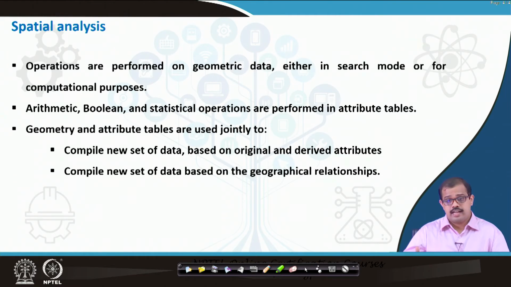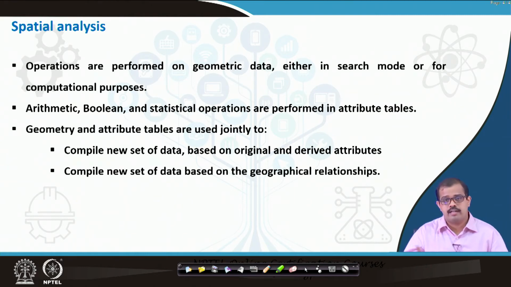Arithmetic, Boolean, and statistical operations are performed in the attribute table. I will show you at the end, probably in the 5th lecture of this module, how an attribute table looks, and how, using just a mathematical operator there, you perform analysis. I won't really do it, but I will show you how it is done. In the practical class, we would show you how the operations can be done: how you compute area, how you compute length, how you compute different aspects.